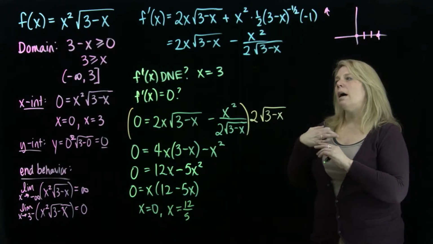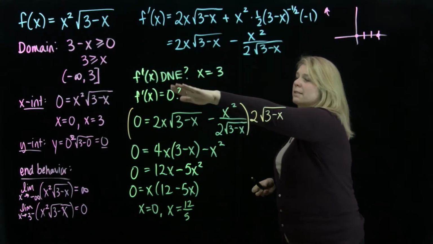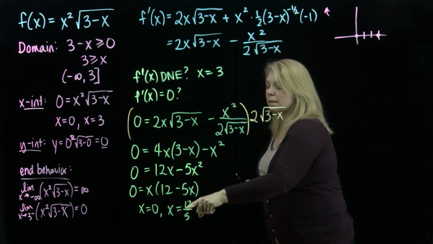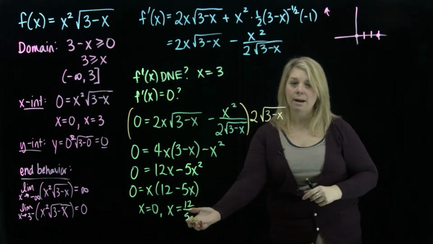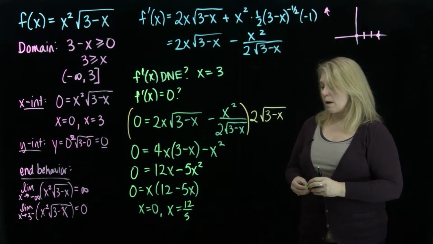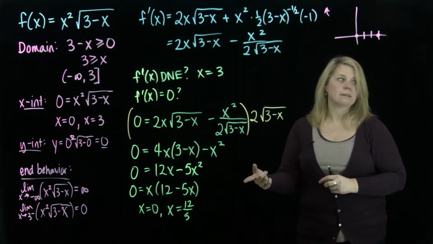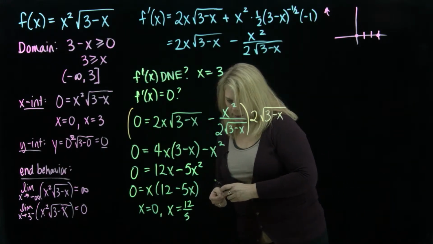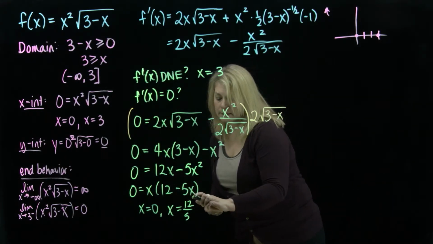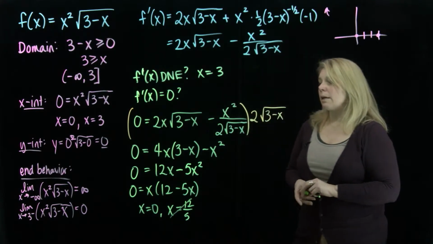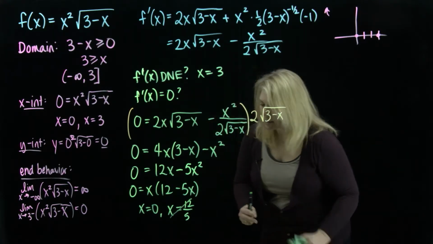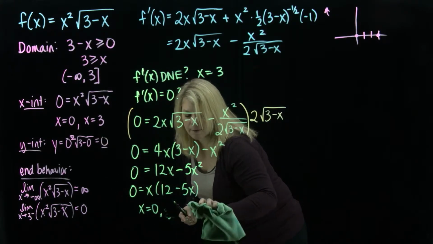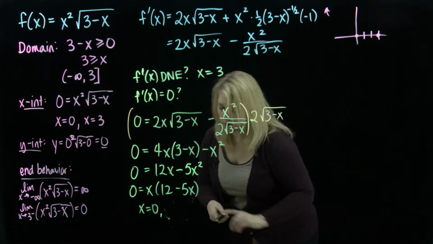OK, so the values of x where the derivative does not exist or is 0 that are in the domain, all of these are in the domain. Oops, this one's not in the domain, right? 12 fifths is 2.4, right? So that's not in the domain. So we're going to, oh, that is in the domain. Sorry, wrong side. 12 fifths, so that is in the domain. I was thinking about the wrong side of 3 here.